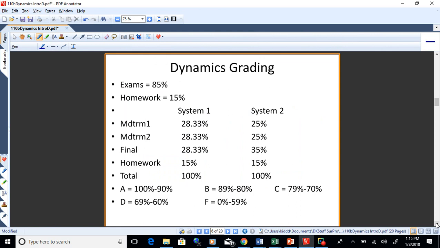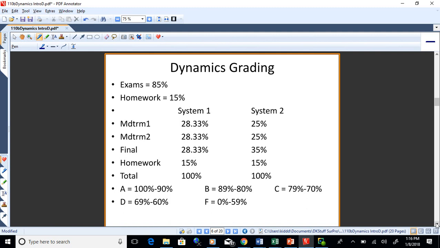All right. Now, we do grades here, of course. I use 2 systems. In the first system, I count each exam equally. There's 2 midterms and a final. The homework's always 15%. In System 1, I count each of the tests equally. In System 2, I weight the final more. I use both systems, and then whichever system gives you the best score, that's how I issue the grade. The grade's just on a straight percentage, okay? So that's how that works.